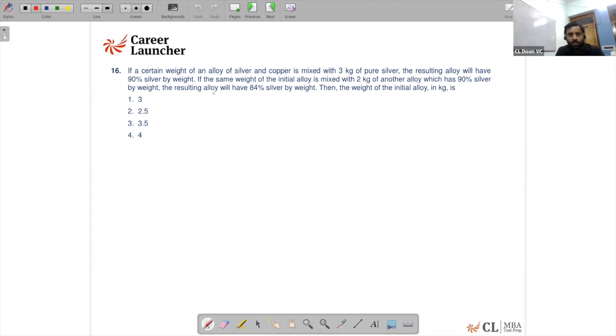So let's assume that the initial alloy has a weight equal to x kg. And in that case, let's assume that out of those x kg, y kg is the silver, because we have to talk about silver in that. Now, when it is mixed with 3 kg of pure silver, the resultant is 90%.